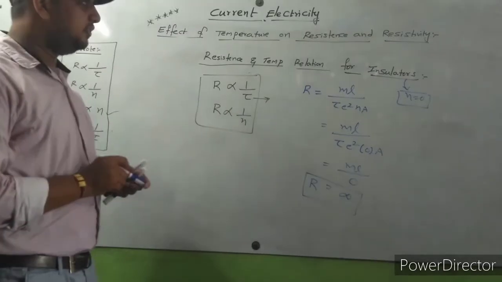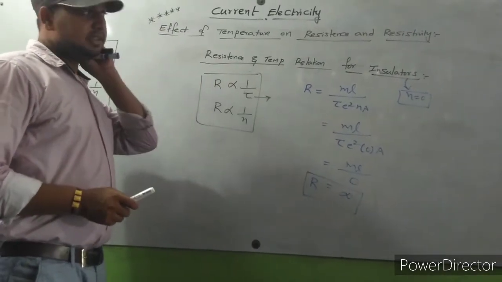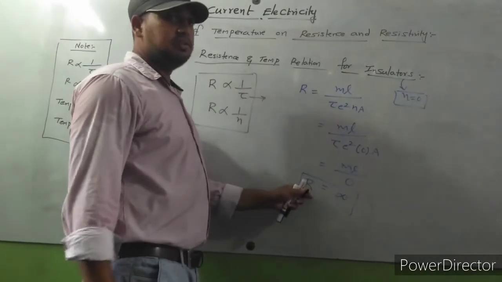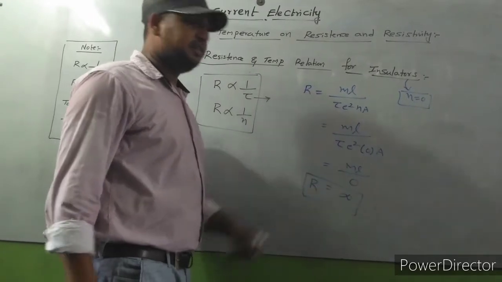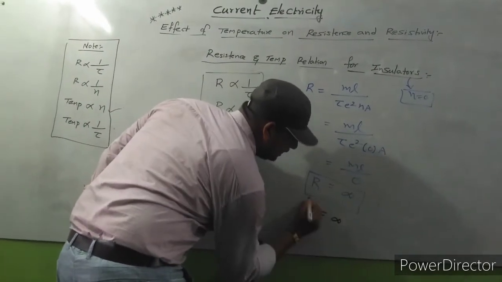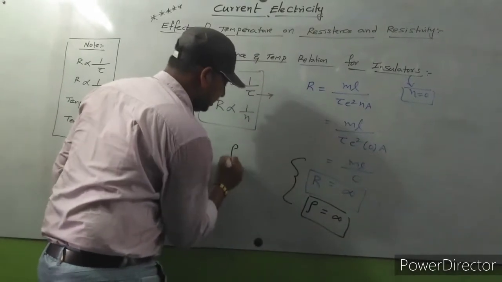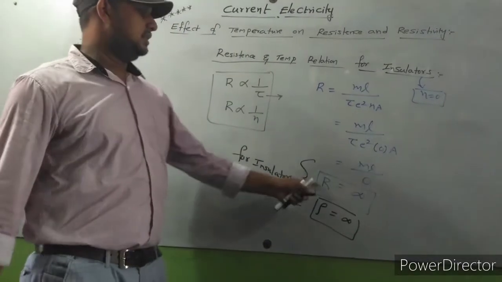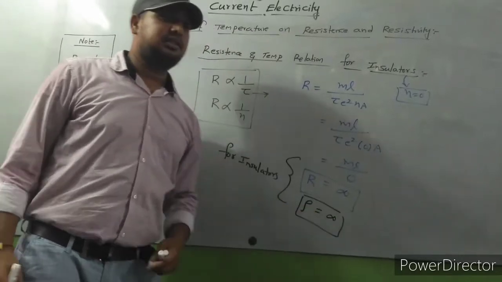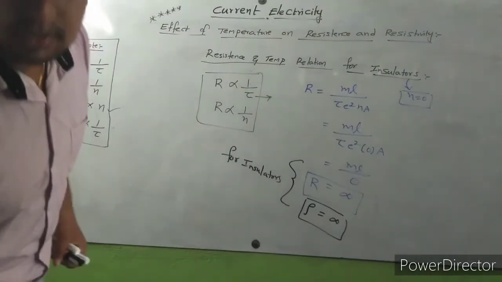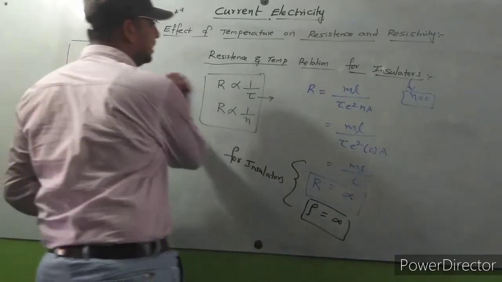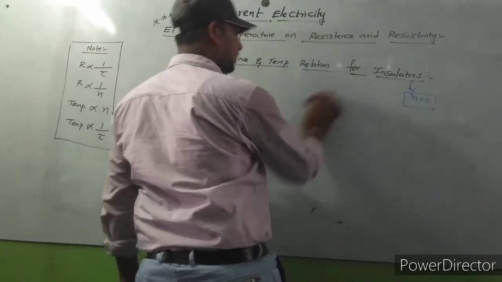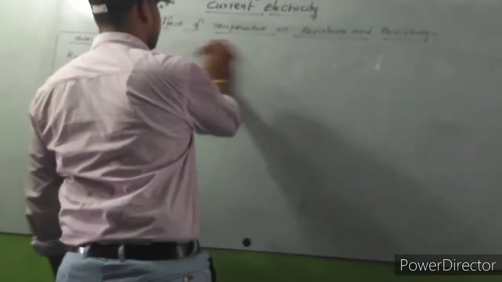In insulators, the resistance value is infinity. Even if temperature increases, the resistance value is infinity, and the resistivity value is also infinity. So for insulators, resistance is equal to infinity and resistivity is equal to infinity. Next we will discuss semiconductors. The N value is 0 for insulators.